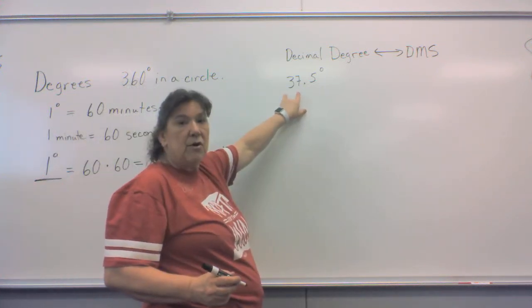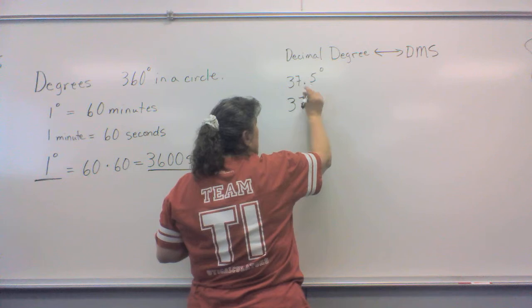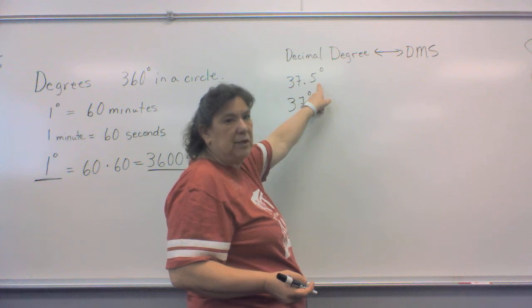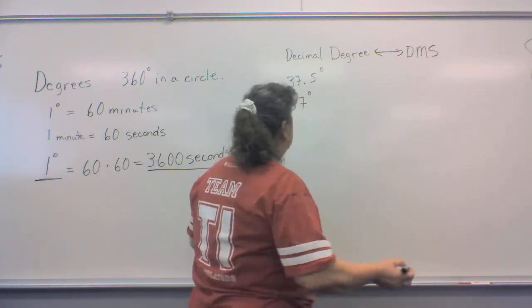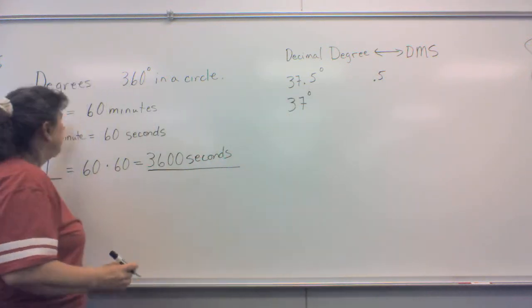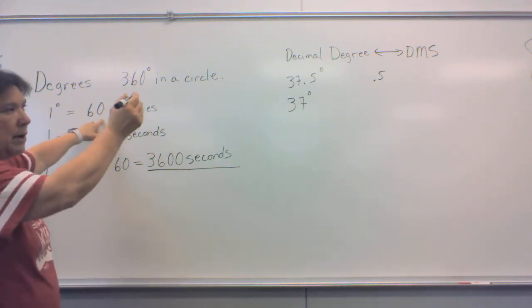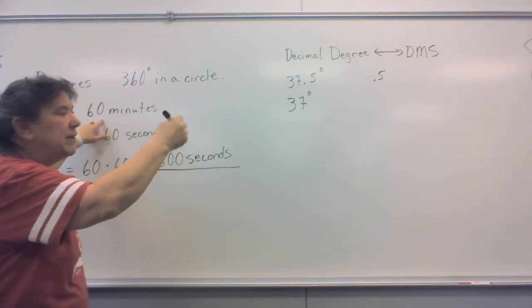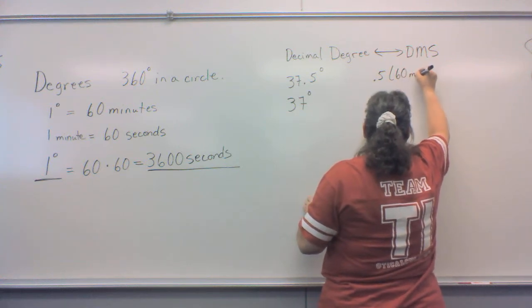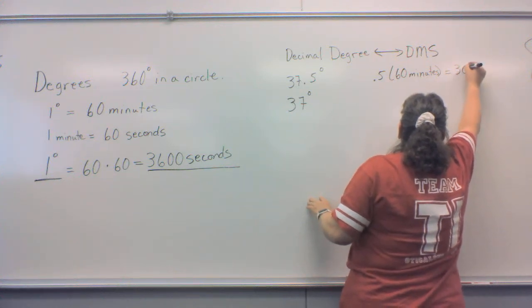So we have 37 whole degrees. The first thing I'm going to write down is my whole degrees. The part before the decimal is always your whole degrees. I have half of a degree, so that is 0.5 times, well, our next unit of measure is 60 minutes. If 1 degree is 60 minutes, I'm going to go 0.5 times 60 minutes to find out how many minutes that will be, which will equal 30 minutes.